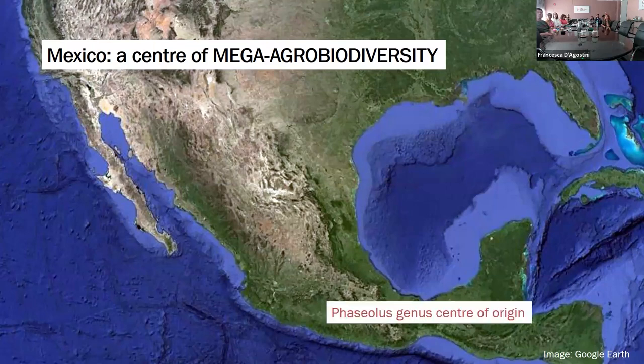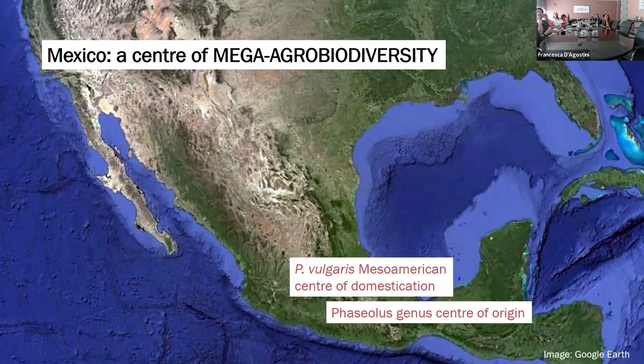So the beans, the Phaseolus genus, probably evolved in what is now modern Chiapas, modern Guatemala. And this is really hot, humid, tropical rainforest. And then we, should I say, humans domesticated Phaseolus vulgaris, the common bean, in what is probably now Oaxaca. So it's much more seasonally dry tropical forest. So that already gives an evolutionary perspective to just this particular species.